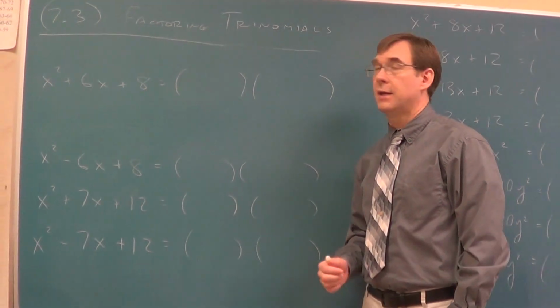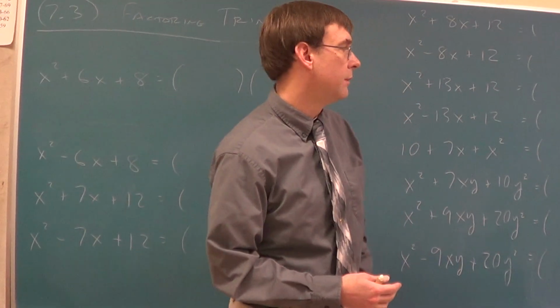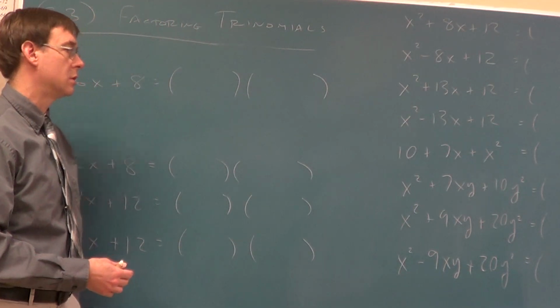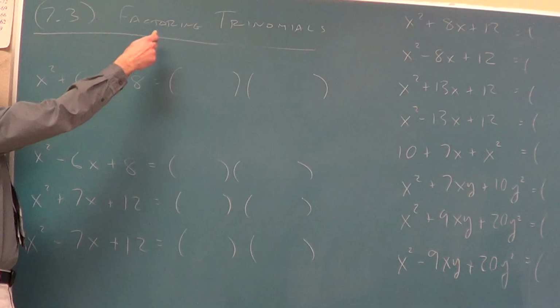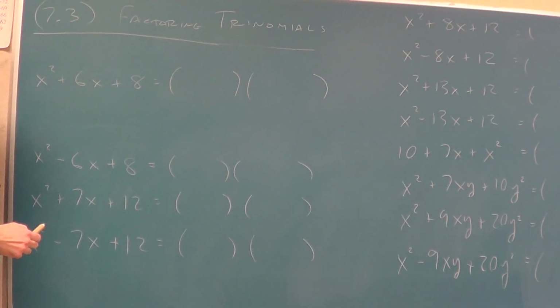So today we continue to factor. Yesterday, 7-2, we factored, which just meant we were distributing backwards. Today we're going to factor in a different way, which just means we're foiling backwards. If you want to call this unfoiling, I guess you could. I'm going to call this factoring trinomials. We'll be doing this for several days.